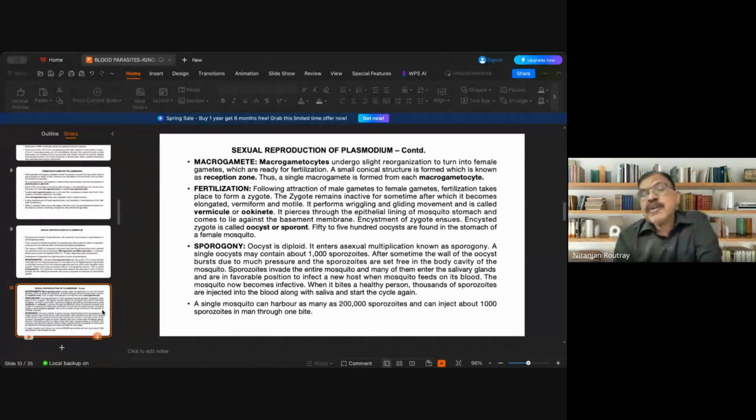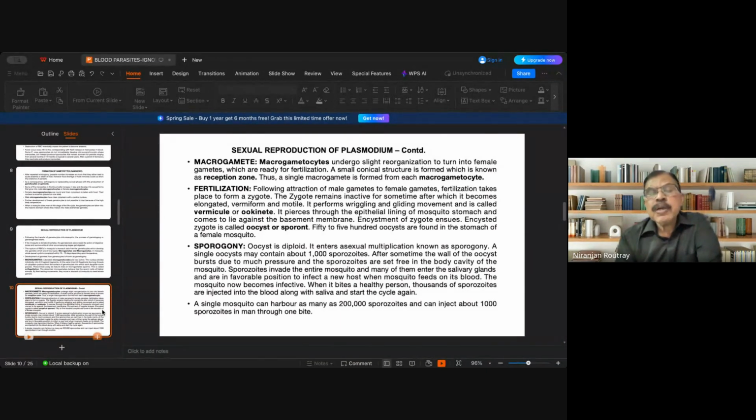50 to 500 oocysts are found in the stomach of a female mosquito. It is Sir Ronald Ross who found this stage in the stomach of the mosquito. Granular structures cover the entire surface of the mosquito stomach, and when he analyzed these granular structures, he found that the parasites were there.